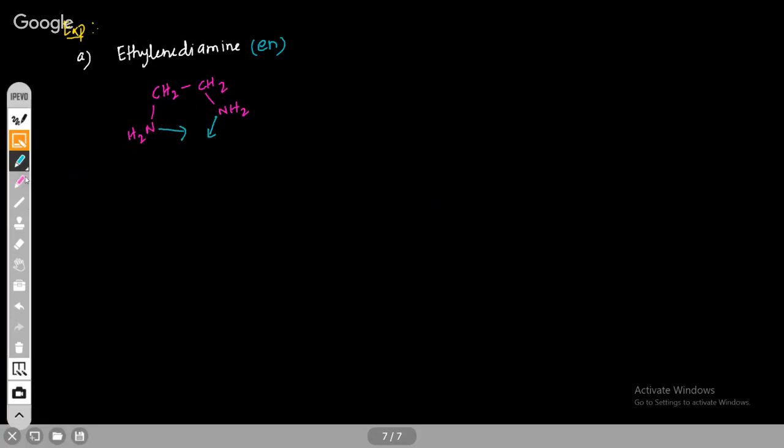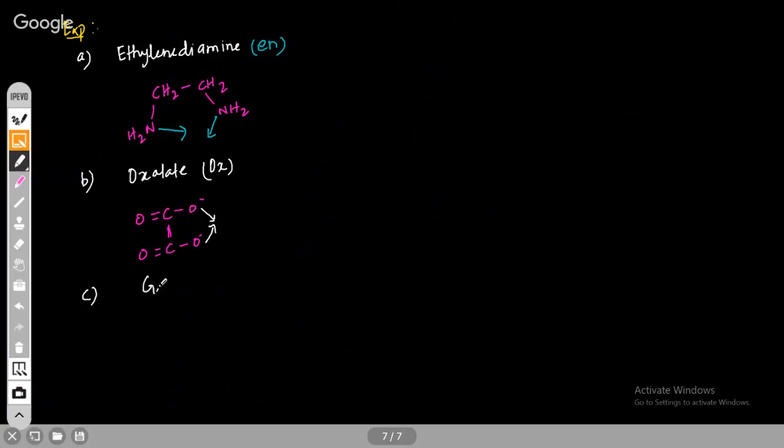Second example you see. B, Oxalate. The symbol is OX. The structure is this: C double bond O, C double bond O, O minus, C double bond O, O minus. And this is the donor atom. Donor atoms are these oxygens.